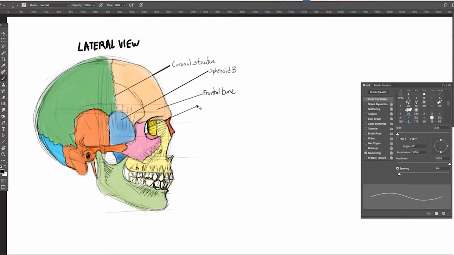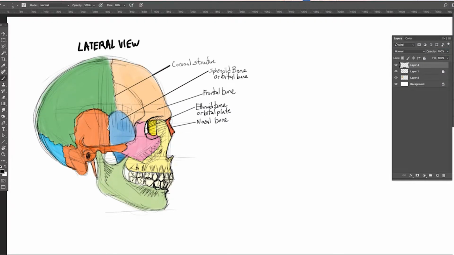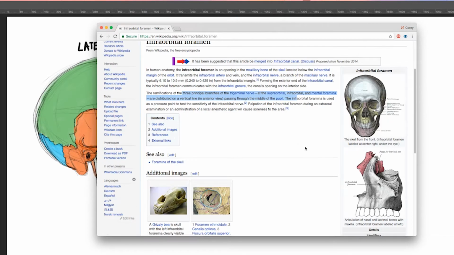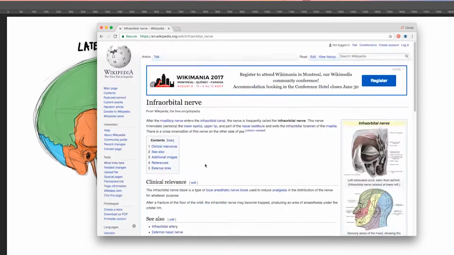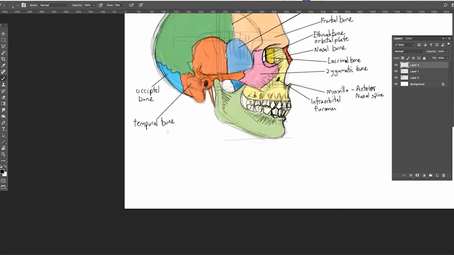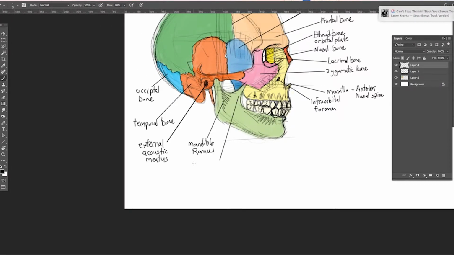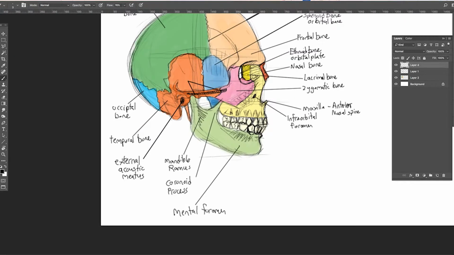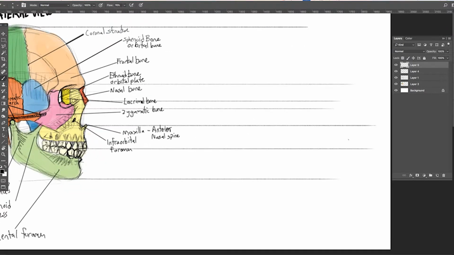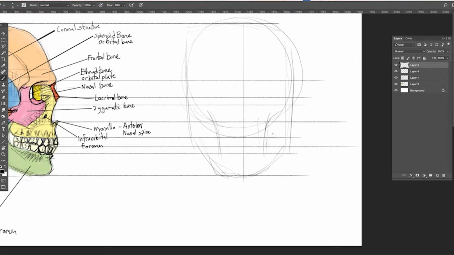So I just followed the diagram as closely as I could, looking at it on my monitor on the right, and then drawing it on the left. Like you can see here, I was going through Wikipedia, trying to figure out what the heck infraorbital foramen is. It's basically a hole in the face under the cheekbones where your major blood vessels and nerve bundles come through into the musculature of the face.